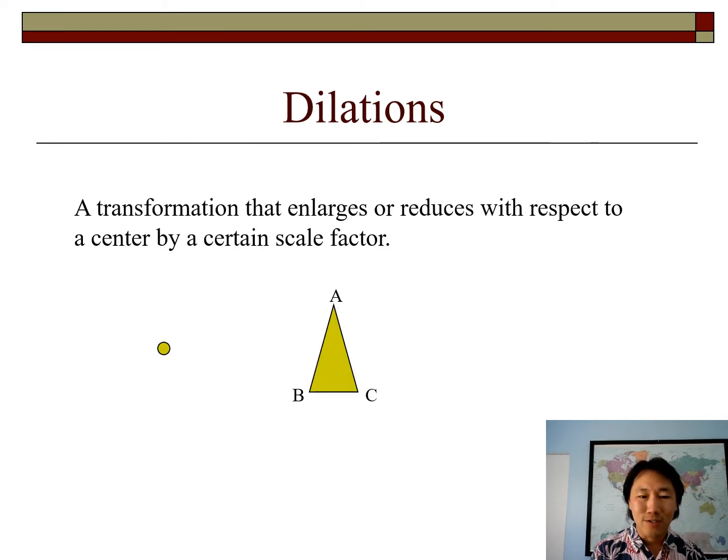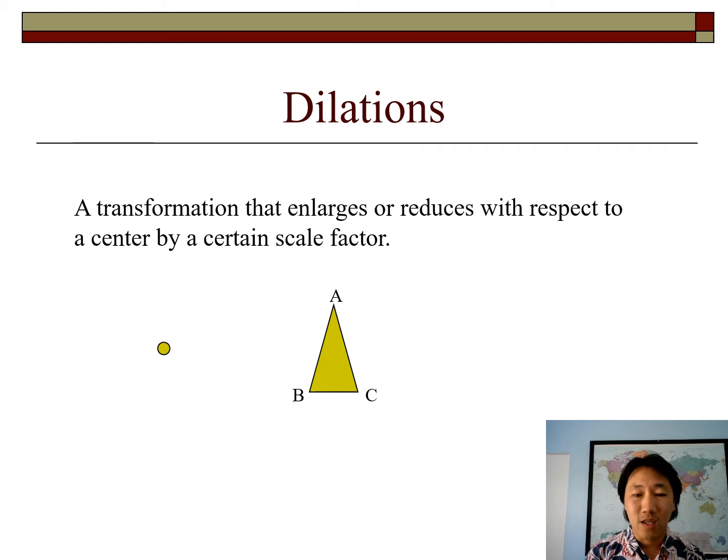A dilation is a transformation that enlarges or reduces the shape with respect to a center by a certain scale factor. So basically you're making a shape bigger or smaller from a point, a center point. This point being anywhere, but there's our center for now.